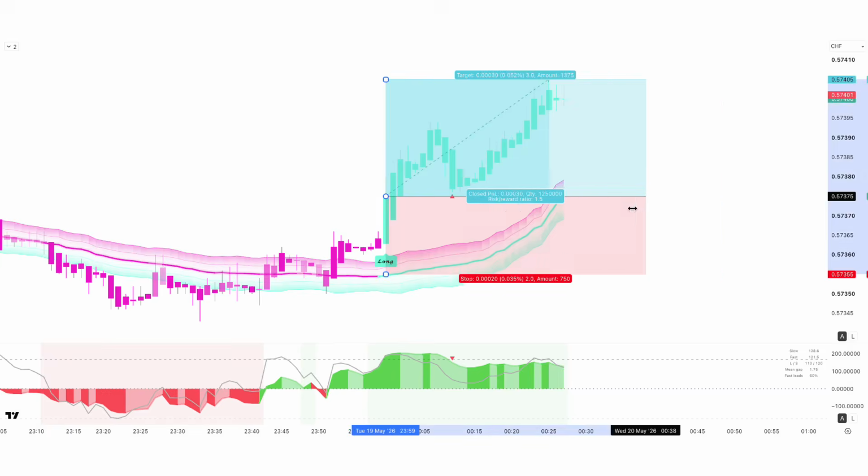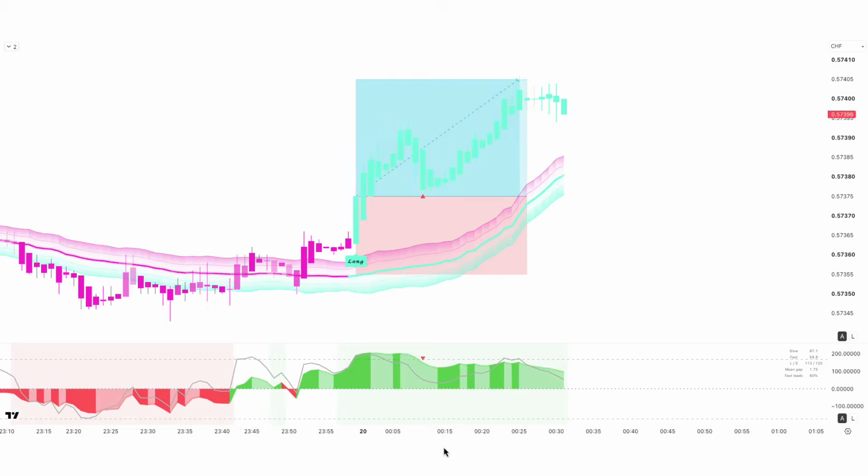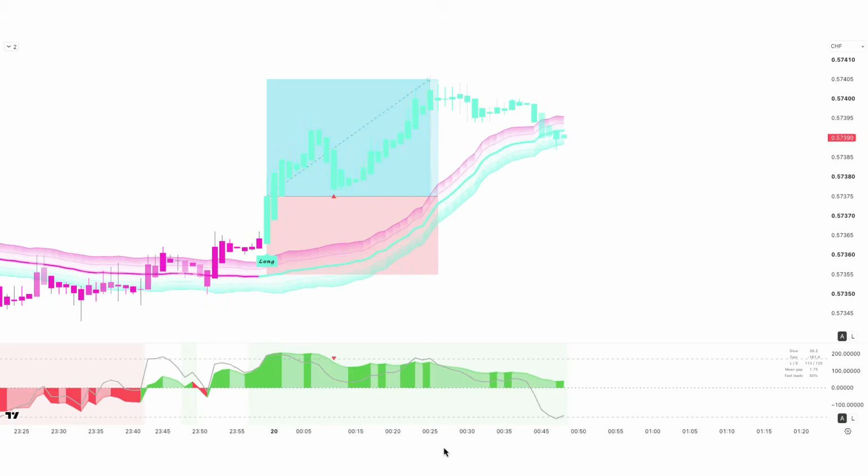The market has completely hit the target. Let us now understand the short position.